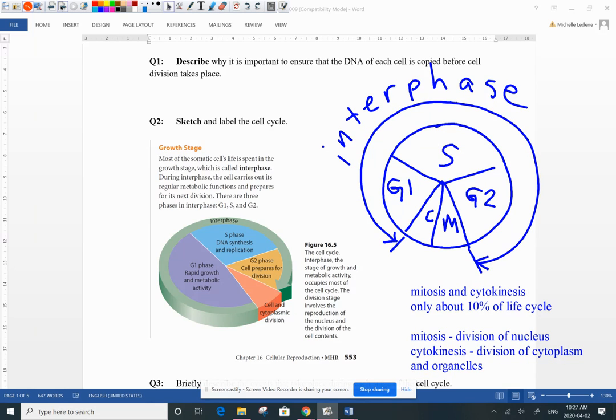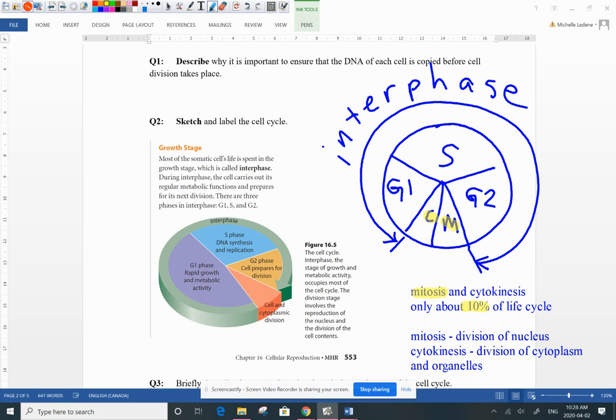Okay, so what about the actual cell division? Well, the actual cell division stages, that is happening in mitosis, M, and also cytokinesis. And you'll notice that this is only about 10% of the life cycle. So the actual division of the nucleus, the chromosomes, and then the rest of the cell, the cytoplasm and all the organelles, that's only about 10% of the life cycle.